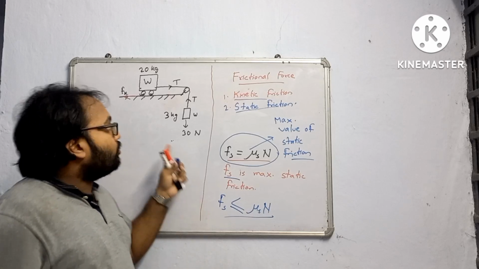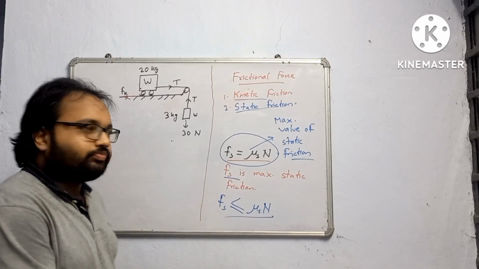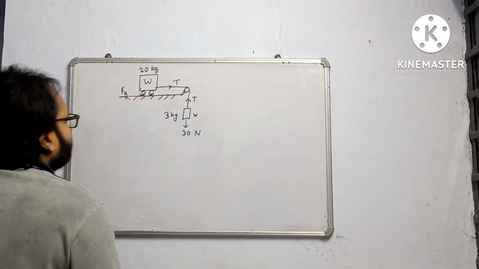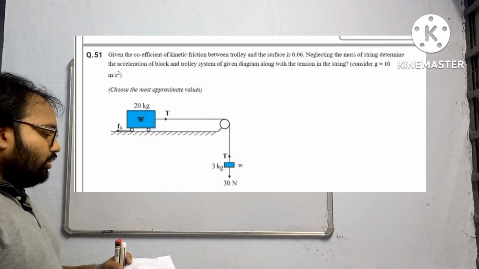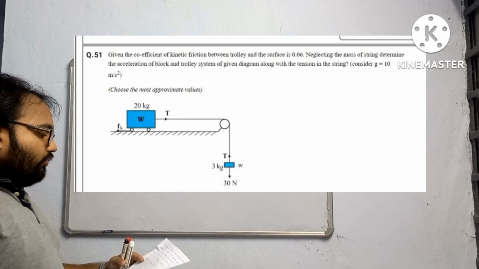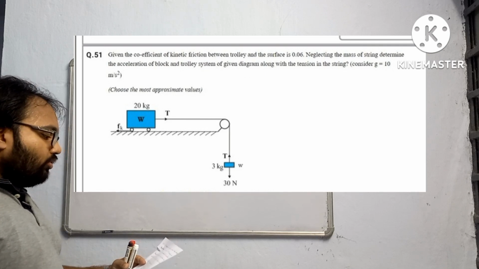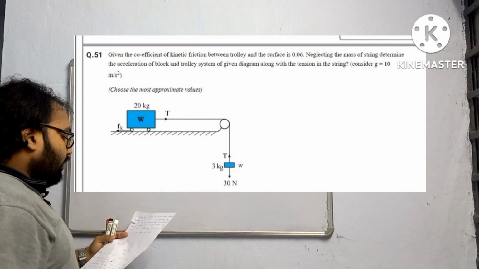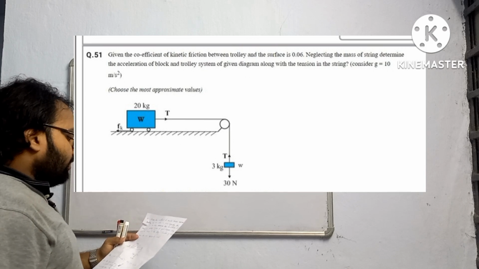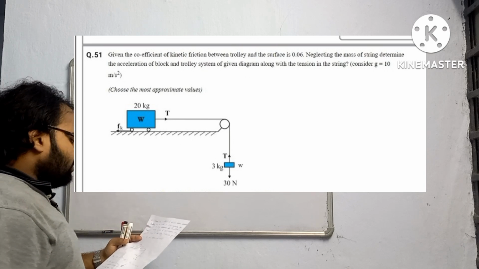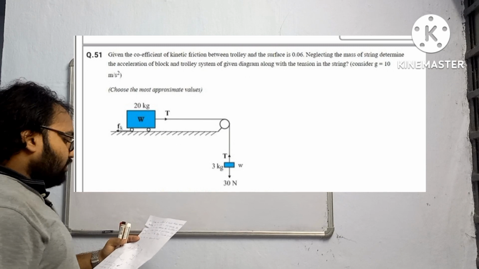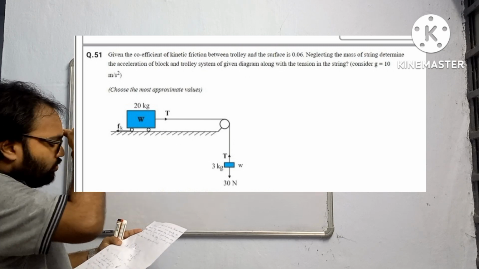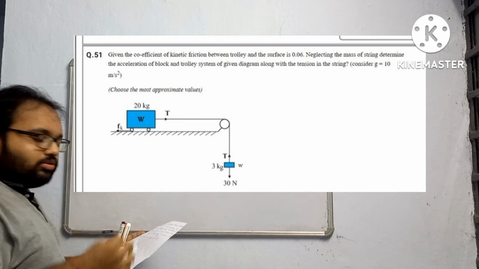Now we will move to this question. What is this question saying? The question says: given the coefficient of kinetic friction between trolley and the surface is 0.06, neglecting the mass of the string, determine the acceleration of the block and trolley system of the given diagram along with the tension in the string. Consider g equal to 10 meters per second squared and choose the most appropriate value, that means the closest value.